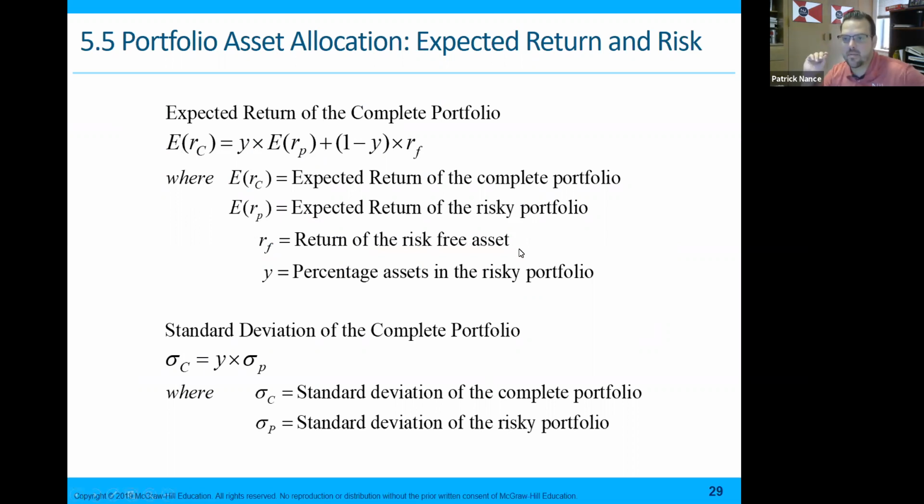It looks really complicated, but effectively all we're doing is taking our risk-free and adding that to our risk analysis based on the percentage of assets in each one. So we've got the percentage of assets that are risky and the percentage of assets that are less risky or risk-free. And we're adding those two numbers together to get the complete expected return of the portfolio.